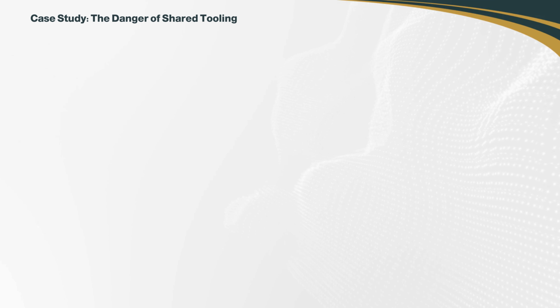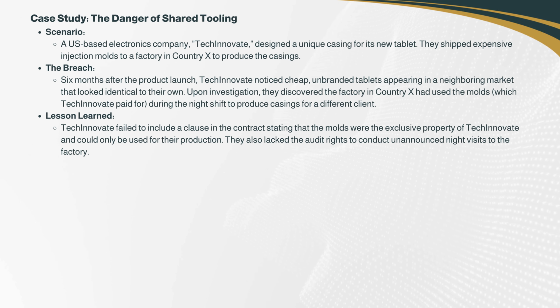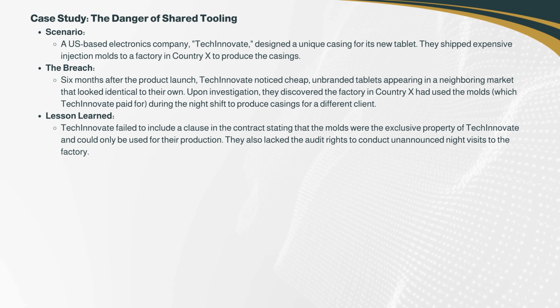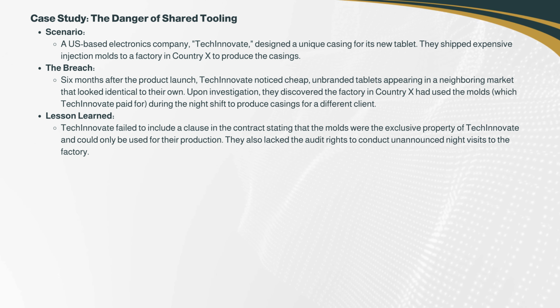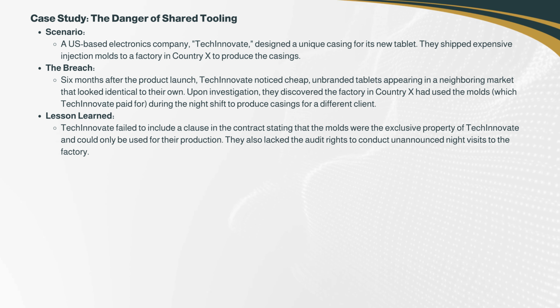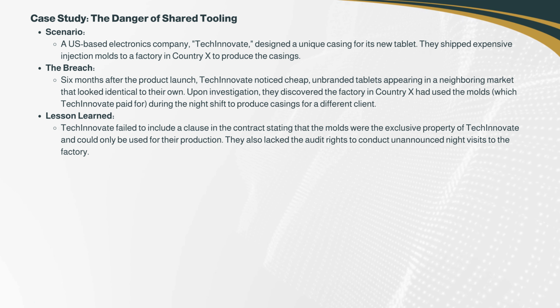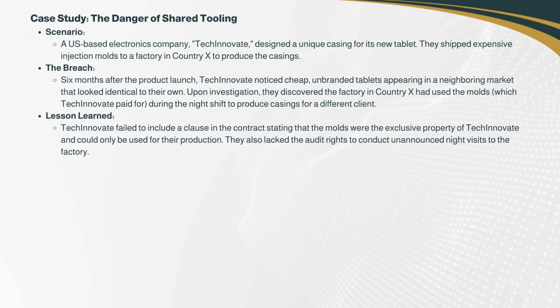Case study: the danger of shared tooling. Scenario: a US-based electronics company, Tech Innovate, designed a unique casing for its new tablet. They shipped expensive injection molds to a factory in country X to produce the casings. The breach: 6 months after the product launch, Tech Innovate noticed cheap, unbranded tablets appearing in a neighboring market that looked identical to their own.